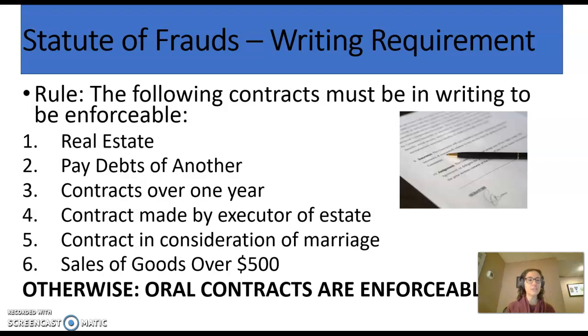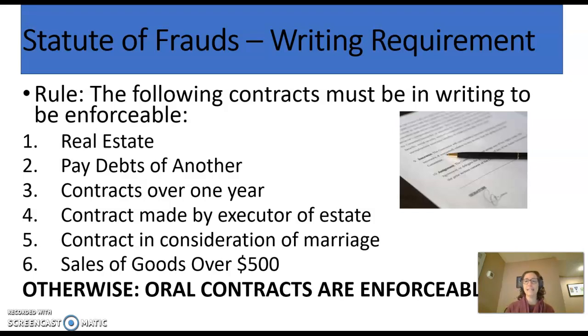I'm going to go through these pretty quickly, and really only about half of them are pertinent to us in a discussion of business law. Number one, contracts for the sale of real estate, homes, land. Those must be in writing. You can't have a verbal contract for the sale of real estate.